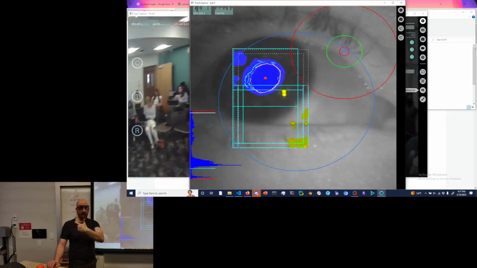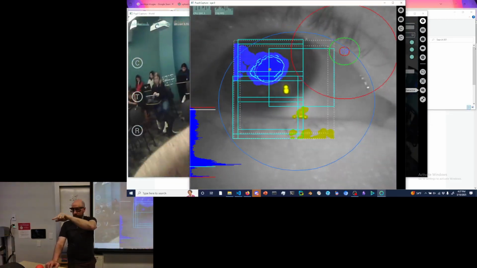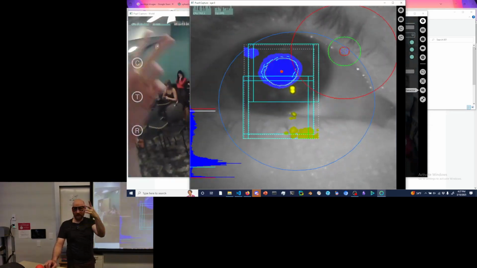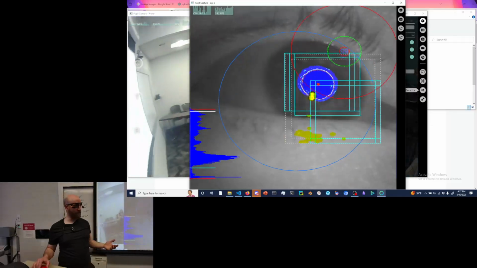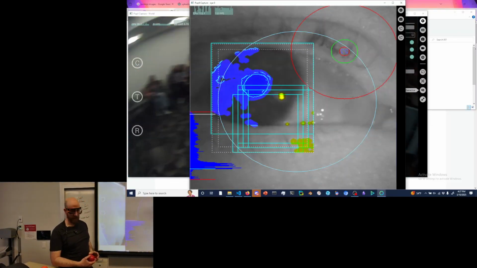So if you look at my eye movements, I'm going to be basically going face to face, saccading from face to face, trying to figure out how we're doing, what's landing, what's not.